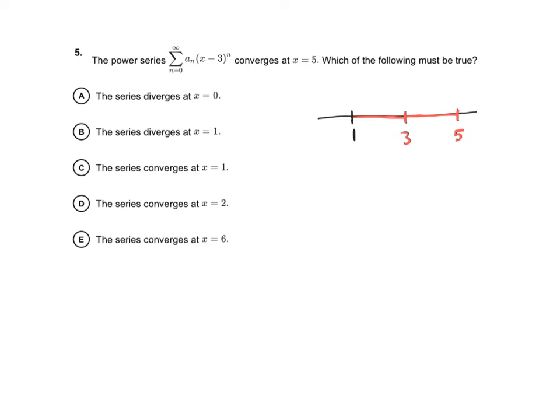So when they say which of the following must be true, we definitely don't know at 1. It could converge or not converge. At 0, this could converge or diverge. We don't know anything about what goes on at 1 or to the left, so these all could converge or might not. We don't know about 6 either, but we know it converges at 2. So that's got to be it.